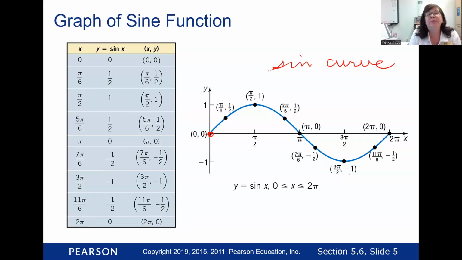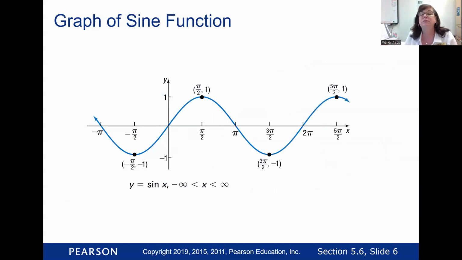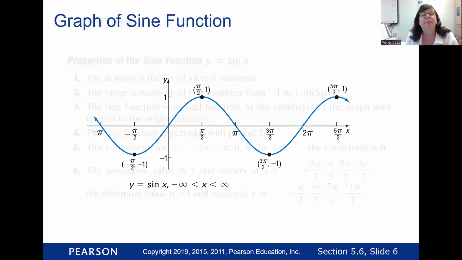So I'm just doing it between 0 and 2 pi, but you can have negative angles over here, and you can go beyond 2 pi to 4 pi, to 6 pi, and so on. So often we will just consider it between 0 and 2 pi, so we'll only consider one revolution around the unit circle, but it could go on infinitely. All right, so showing you there.